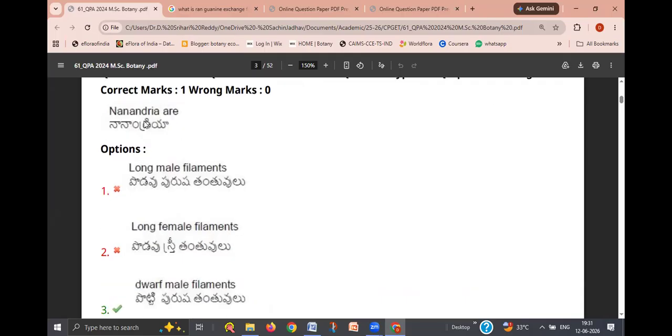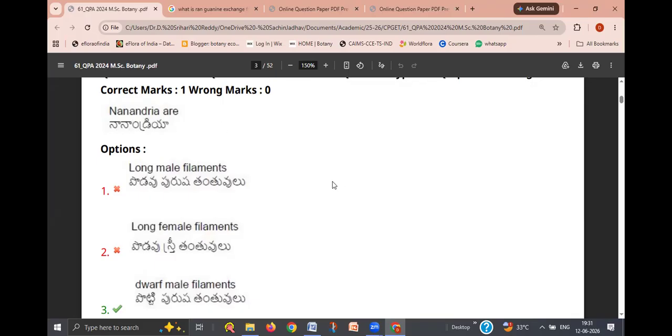Next, nanandria. What are the nanandria? Where do we find these nanandria? In the life cycle of Oedogonium, there are two different types of species: Macrandrous species and Nanandrous species. In the Nanandrous species, we find a male filament which is very short in size, that is called nanandrium. The plural of nanandrium is nanandria.